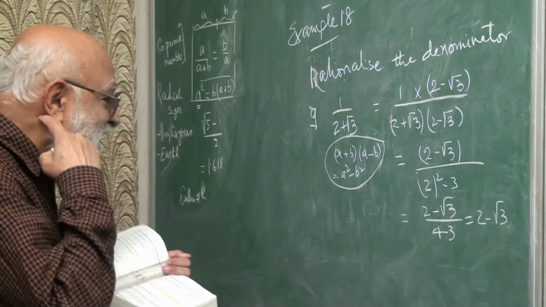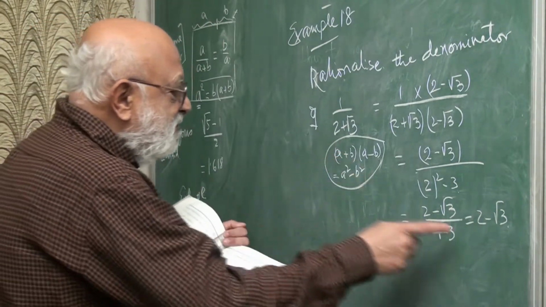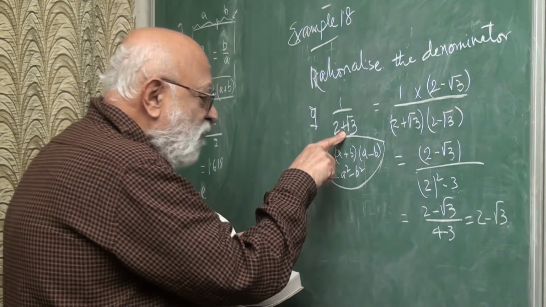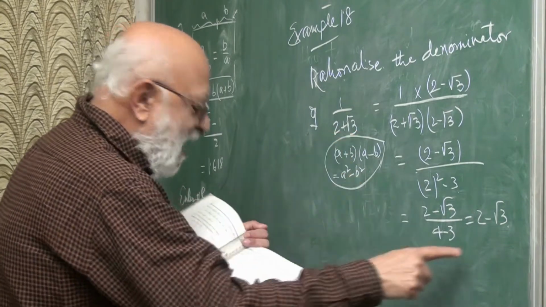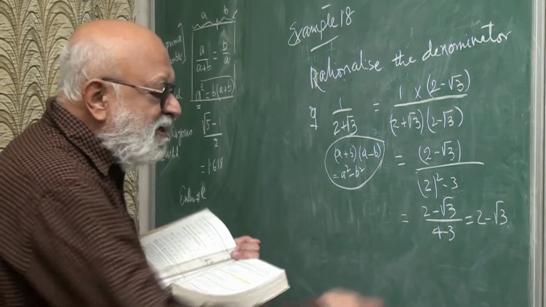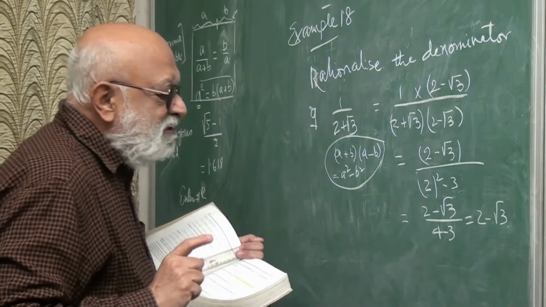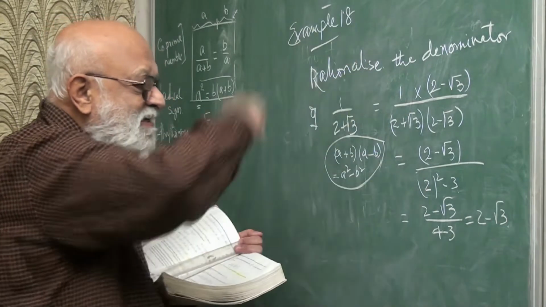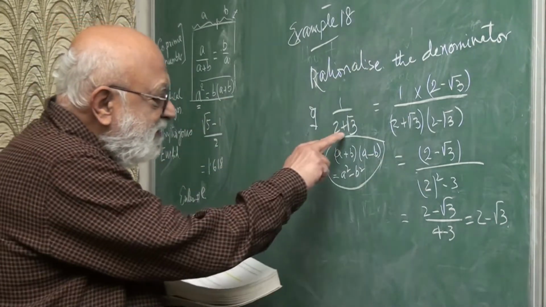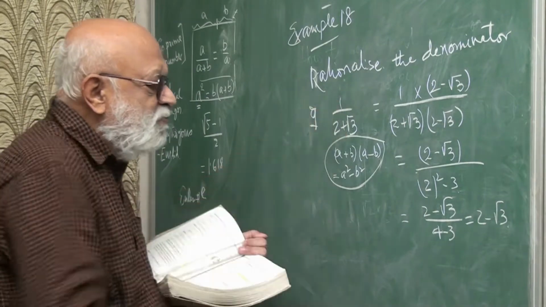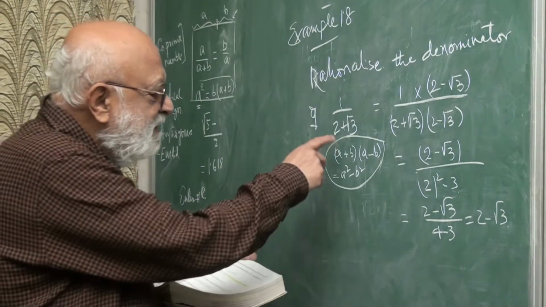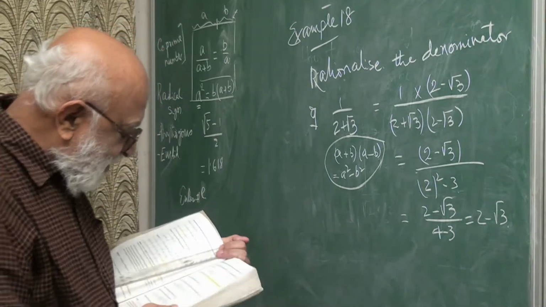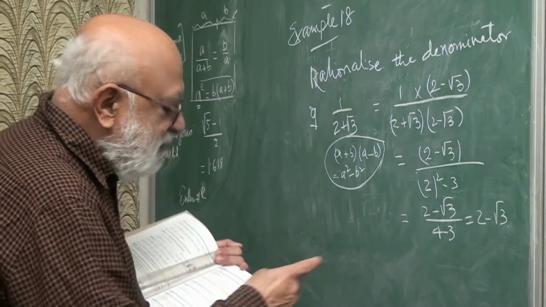Okay, so we can always find this out. If at the denominator you have 2 plus root 3, at the numerator you will definitely get 2 minus root 3. So in some cases, in MCQs, you don't have to go through these calculations. If you see a plus here, you put a minus: 2 minus root 3. If you see a minus, you put 2 plus root 3. Okay, this is done.